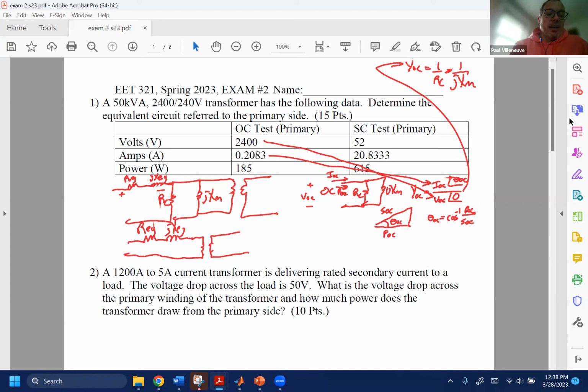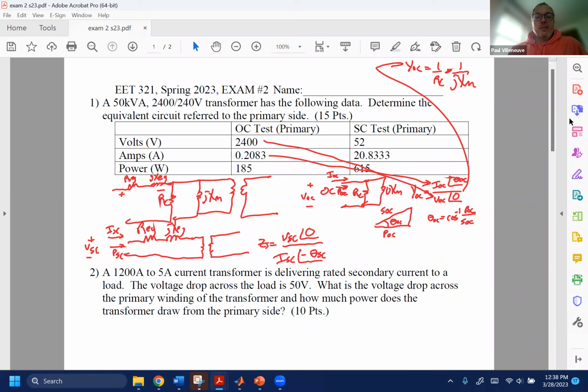And when we do that, all we're left with is a circuit that looks like this. Similar deal, we have a plus minus V short circuit, a current in here, I short circuit, and a P short circuit that we have for data. So we're going to solve for Z short circuit, which is equal to V short circuit at an angle of 0. Same rules that applied for the open circuit apply for the short circuit.